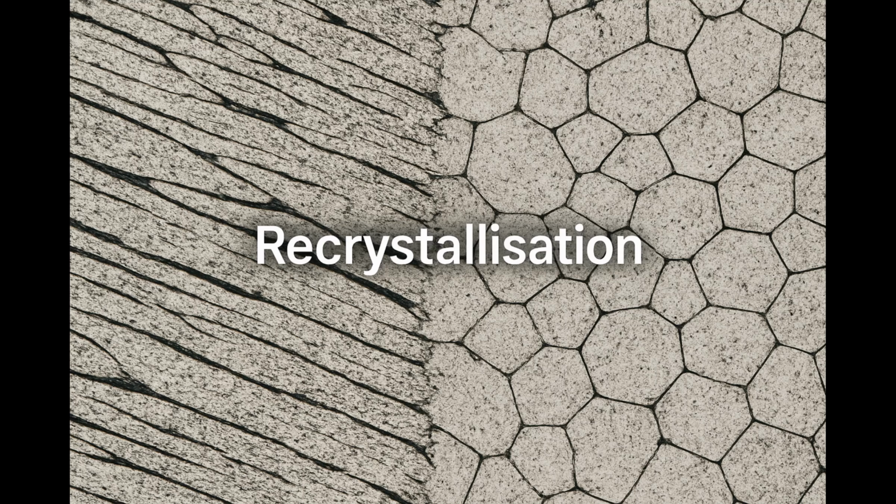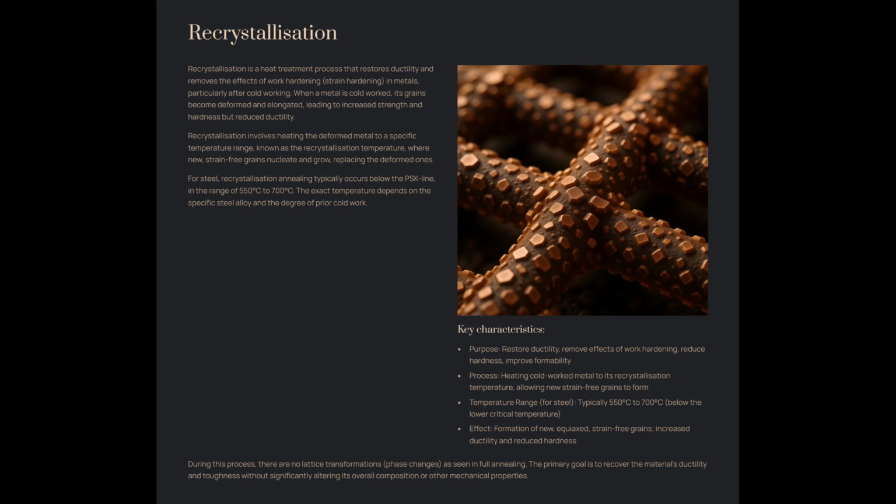Key characteristics: purpose, restore ductility, remove effects of work hardening, reduce hardness, improve formability. Process: heating cold worked metal to its recrystallization temperature, allowing new strain-free grains to form. Temperature range: for steel, typically 550 degrees Celsius to 700 degrees Celsius, below the lower critical temperature. Effect: formation of new equiaxed, strain-free grains, increased ductility, and reduced hardness.